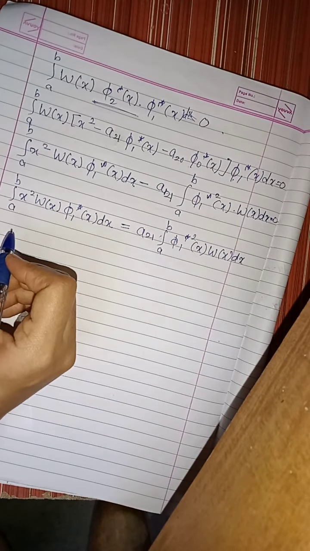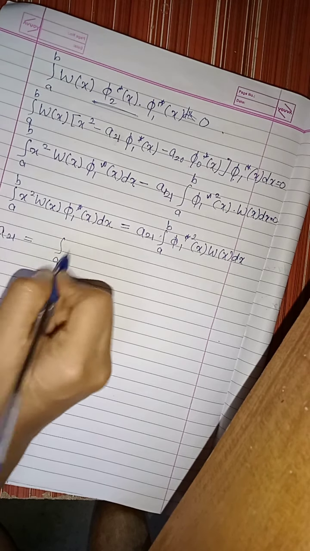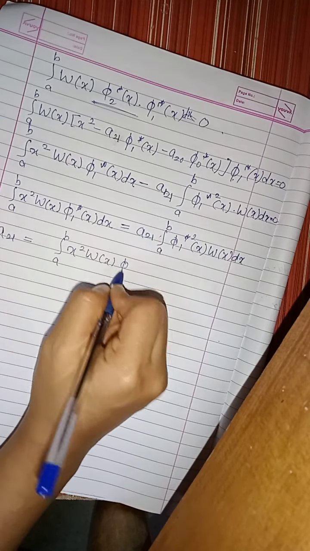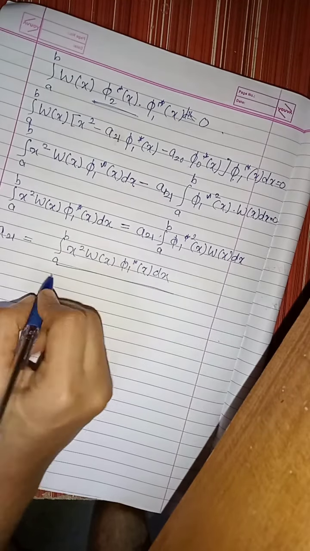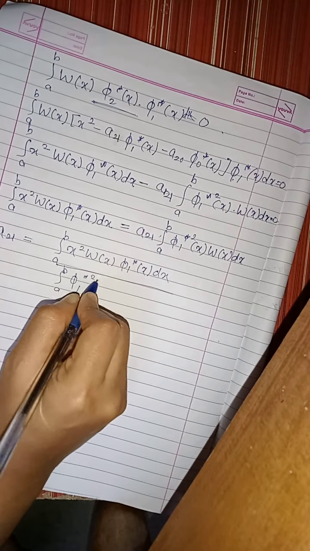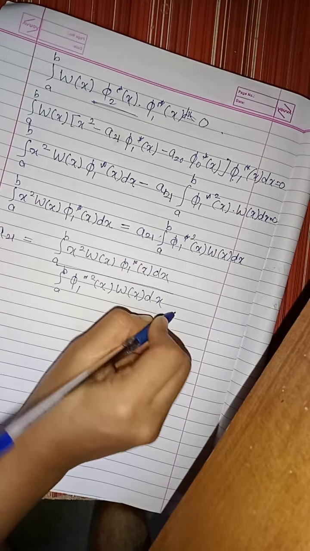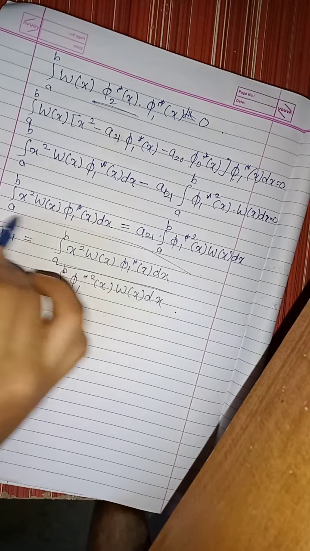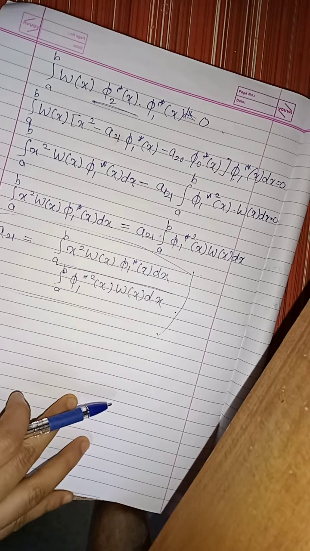So to find the value of a to 1, we will get a to 1 as integral a to b x square w of x into phi 1 star of x dx upon integral a to b phi 1 star square of x into w of x dx. So this is the value of a to 1. So now we will generalize this.